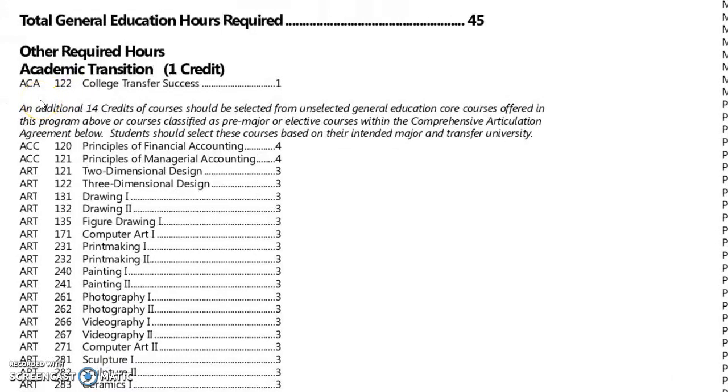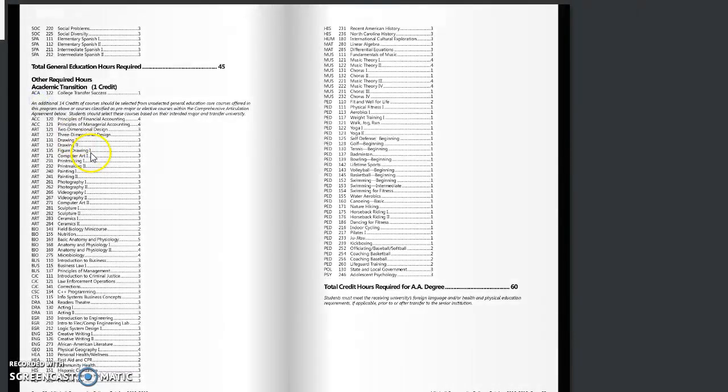Here you see our class, ACA 122, as a requirement for the degree. Then finally, you will select 14 more credit hours from the list provided here. And again, I won't zoom into these. It's just too much. You can look at it on your own time.